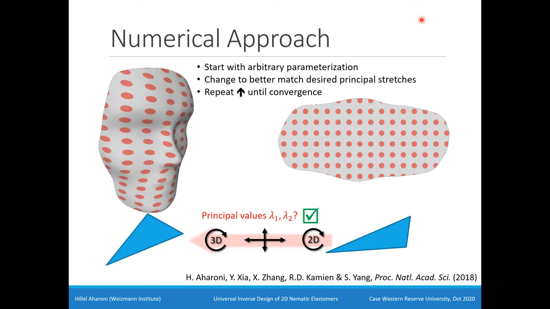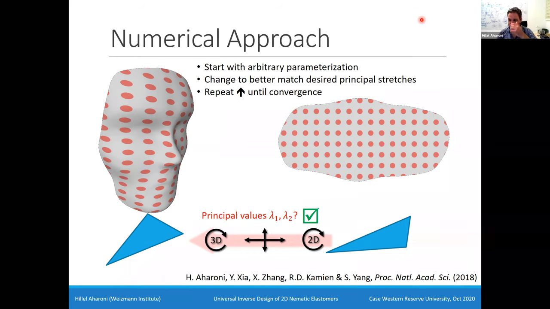Can I ask a question about the numerics? Yes. So are you doing like a steepest descent type of minimization procedure, Newton's method, like what sort of numerics? So I guess the details, I can send you the details or you can find them in this paper that is cited below.